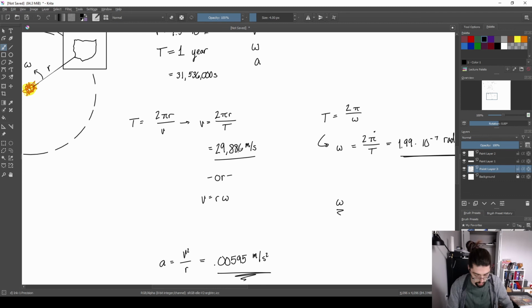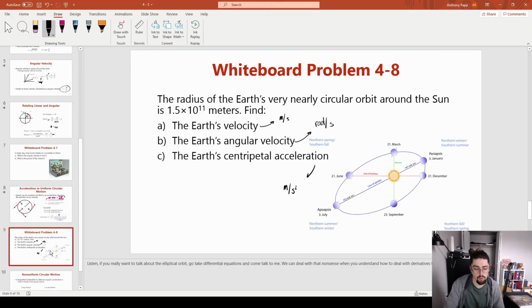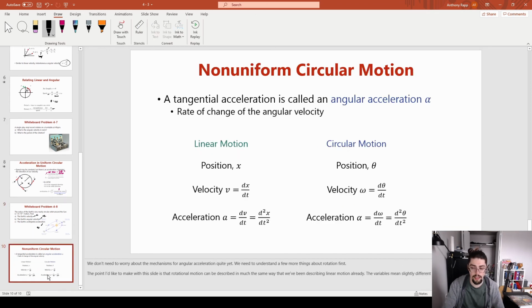I'll just zoom out a little bit, get everything on there. Well, I do want to talk about one last case, and you will have hopefully encountered this in your reading, but it's not necessarily something we're going to harp on too much quite yet, but maybe a little bit. But in the case of non-uniform circular motion.